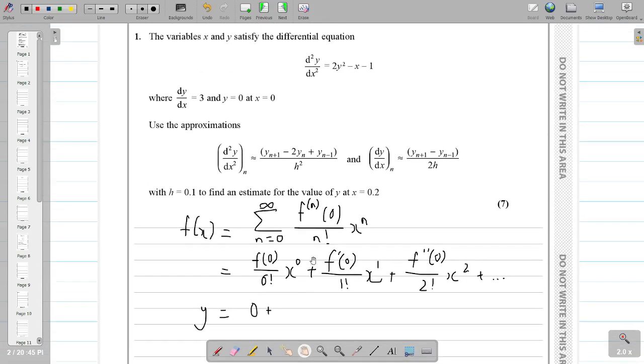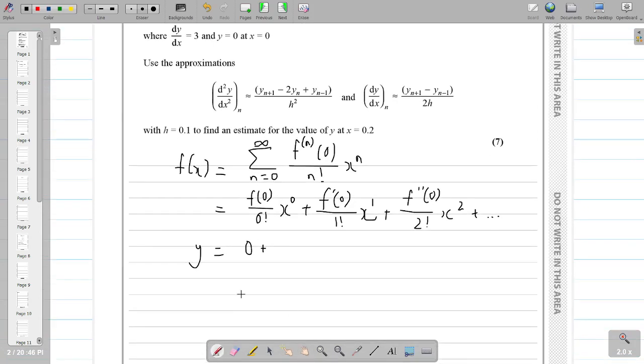f prime of 0 basically means when x equals 0, dy dx is equal to what? And it's 3. So we have 3 over 1 factorial times x, plus, well, to be fair, we are dealing with iteration here. So f double prime of 0 is going to be the one that we want to find. So we want d2y dx squared, we're just going to rewrite it as the one we want: d2y dx squared centered at 0 over 2 factorial times x squared. Right, so that's what we're looking for.